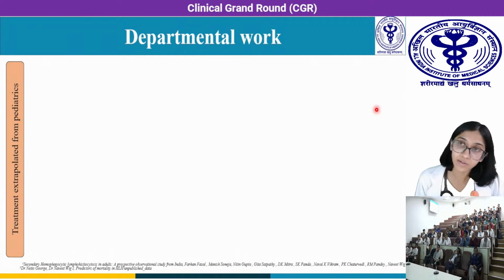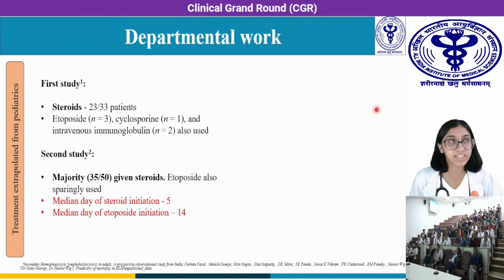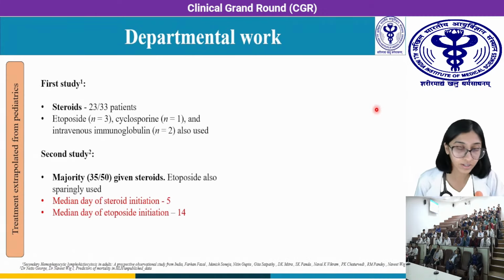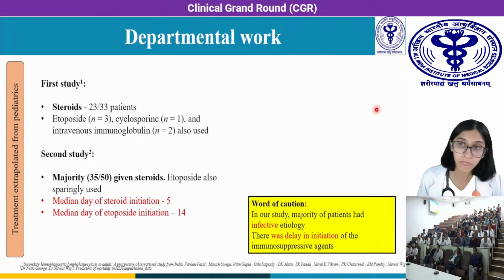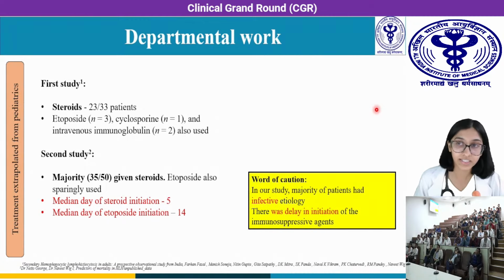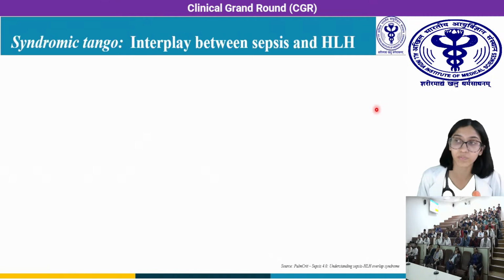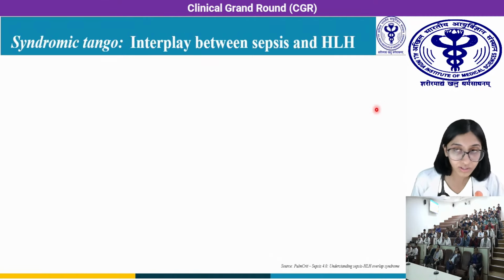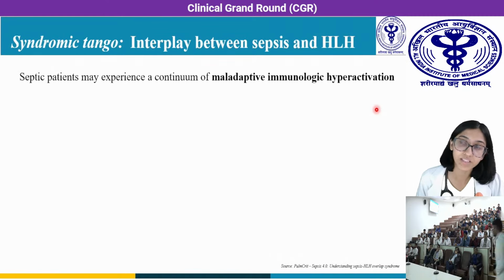Coming on to the departmental work, in our studies, the maximum number of patients received steroids and also received other immunomodulatory agents sparingly. The median day of steroid and etoposide initiation was 5 and 14 respectively. However, in our study, the majority of the patients had infective etiologies, and hence there was a delay in initiation of these immunosuppressive agents. So coming on to the last aspect, the interplay between sepsis and HLH.